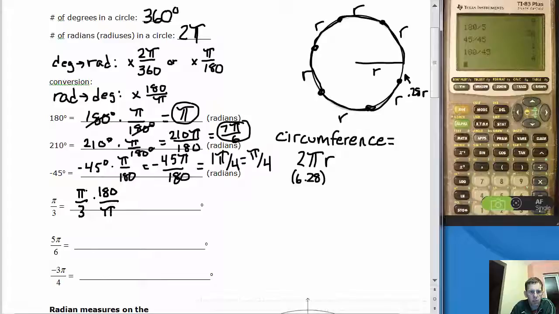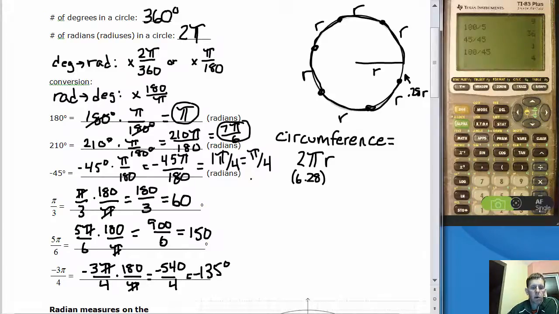This is the correct conversion because here our pi's will cancel. You get 180 divided by 3. You can divide that out, and that is equal to 60 degrees. What I'd like you to do is pause the video and see if you can come up with the degree measurements for 5 pi over 6 and negative 3 pi over 4.